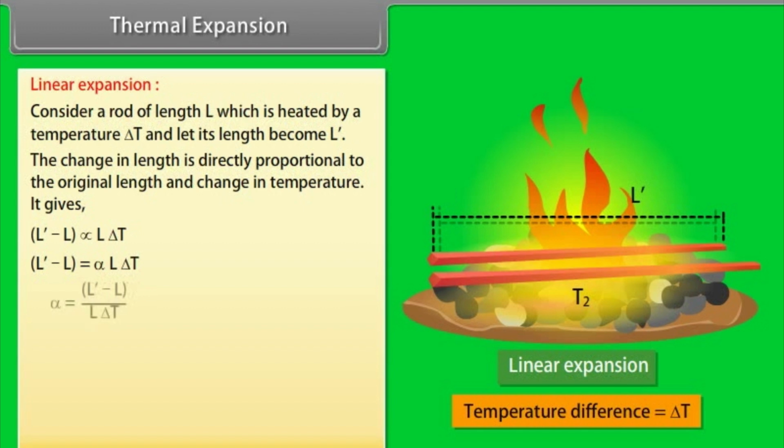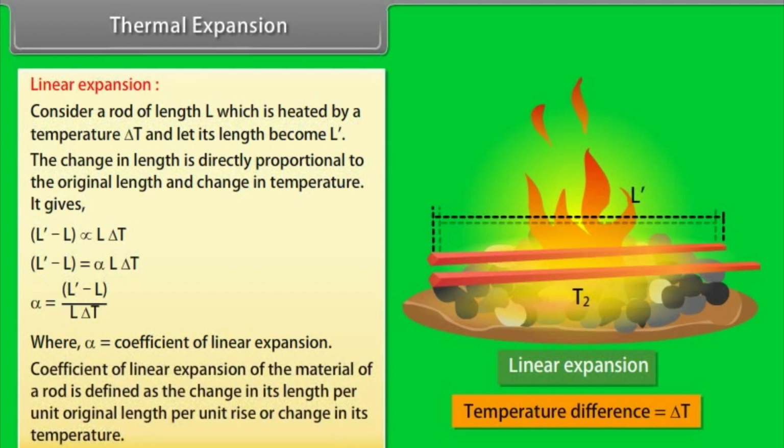Value of alpha is equal to L dash minus L upon L delta T, where alpha is equal to the coefficient of linear expansion. Coefficient of linear expansion of the material of a rod is defined as the change in its length per unit original length per unit rise or change in its temperature.